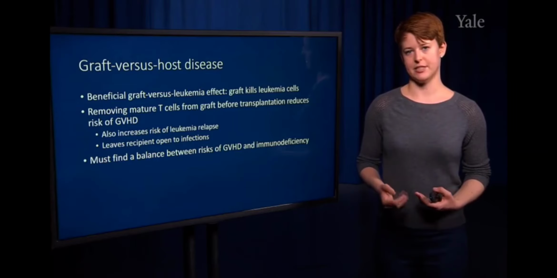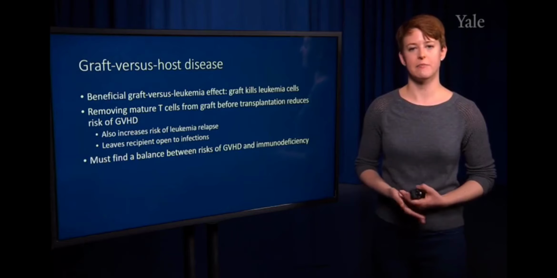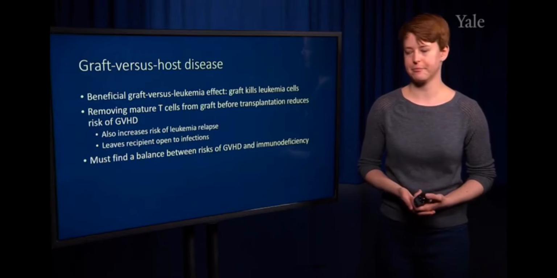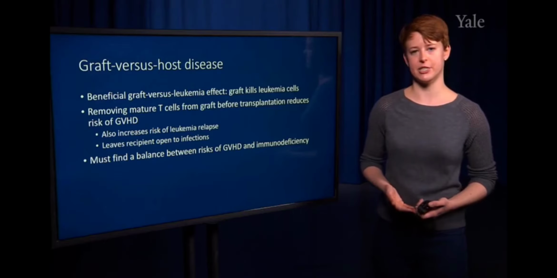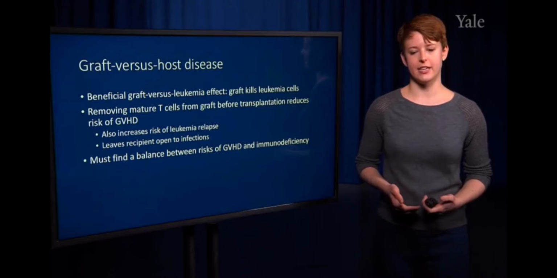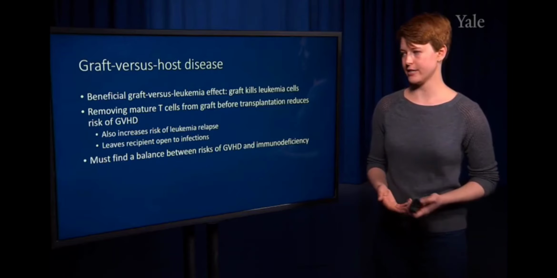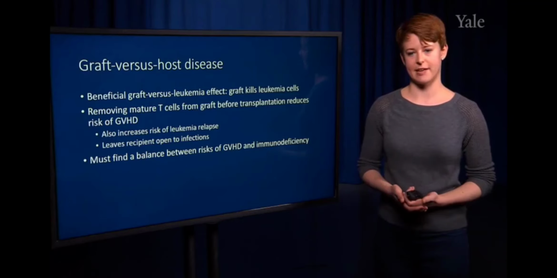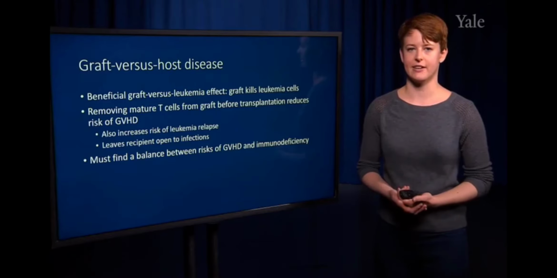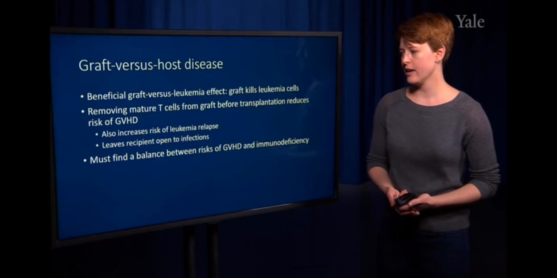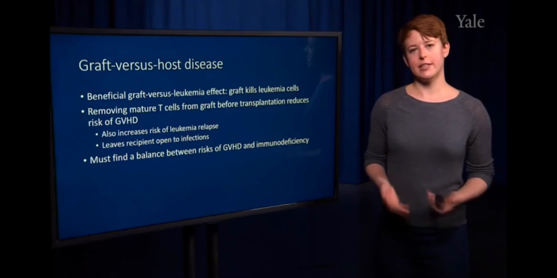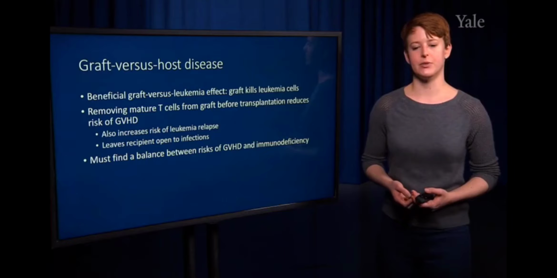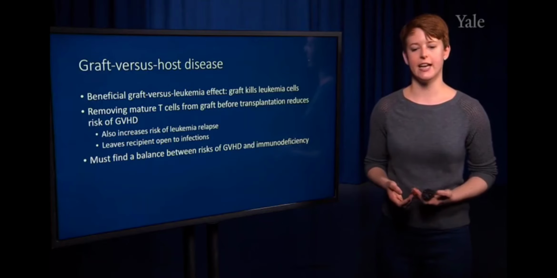So they're very immunocompromised for a period of time. So you need some of those mature T cells for the short-term response against pathogens, but you also want to make sure that you remove most of them to reduce the risk of GVHD. So there's really a tricky balance here between the risks of GVHD and immunodeficiency.